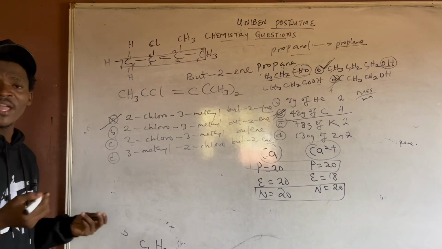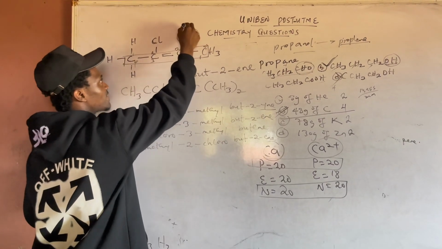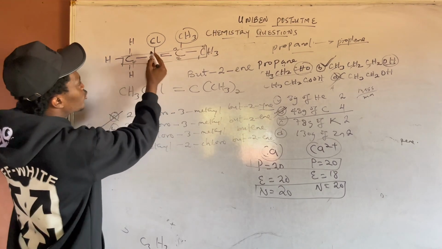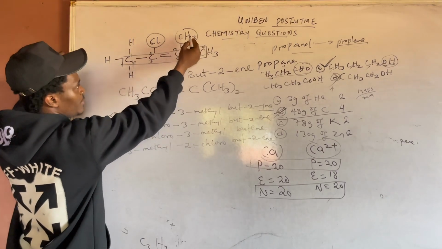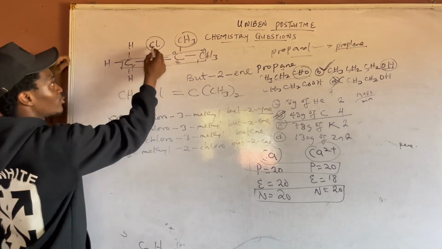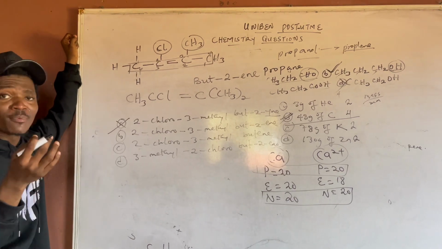Then next, do we have substituents? Those things that are not part of the parent chain? Of course, yes. We have this and we have this. Now, if you are going with the forward, then 2 is chloro and 3 is methyl. But if you are going with the backward, 2 is methyl and 3 is chloro. Now the question is, they are both giving same values. So what are we supposed to do?